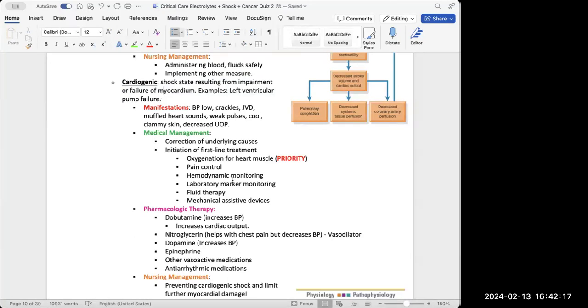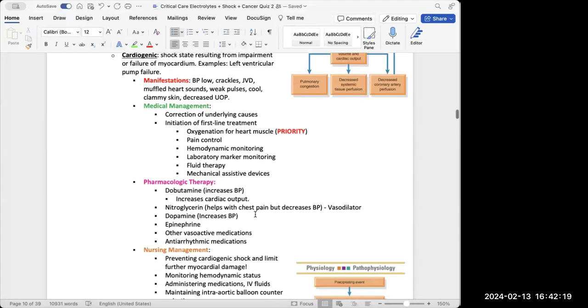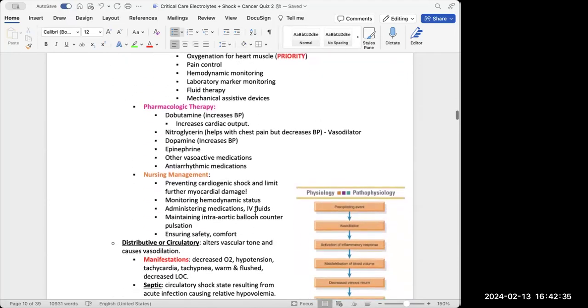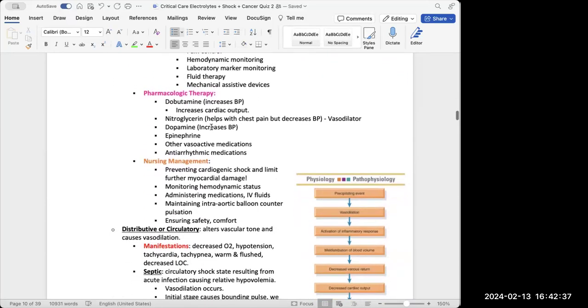But yeah, since we're talking about cardiogenic, I just want to emphasize that we need to give oxygen. That's the priority treatment for cardiogenic because they're having decreased cardiac output. The heart can't pump blood to the rest of the body, which means there's not enough oxygen circulating in the body. So we need to prioritize that. For pharmacologic therapies, we're looking at dobutamine, nitroglycerin, dopamine, and epinephrine or norepinephrine.